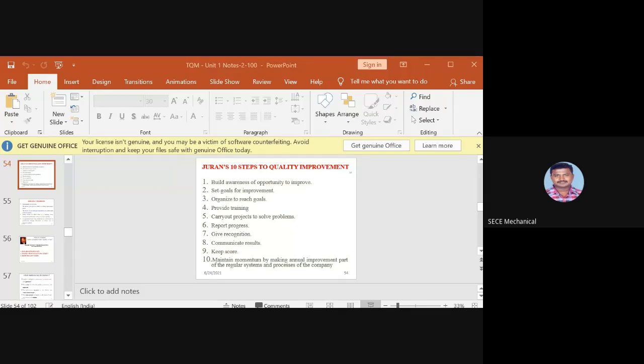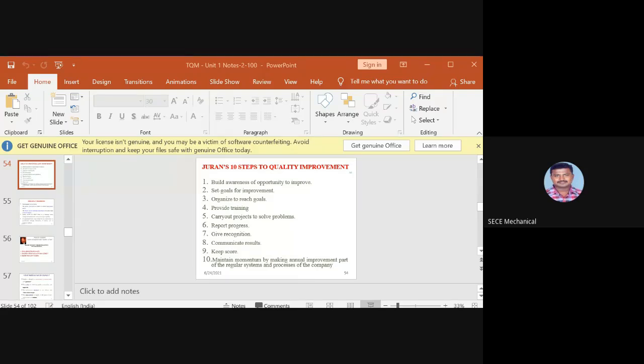And next, quality should be talked about in a language senior management understands. So that is money, the cost of poor quality. So definitely, if you want to improve quality, we should provide awards and recognition to the workers who are working within the industry or any kind of organization.